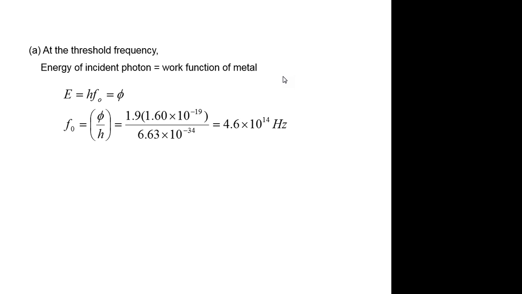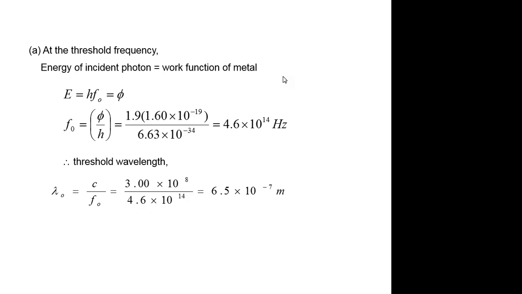But they want both the threshold frequency and the threshold wavelength. Wavelength is easy. Speed of light, v equals f lambda. Rearrange, you get this answer, 6.5 times 10 to the power minus 7. Next, they ask: what is the maximum speed at which electrons will be ejected if violet light of 405 nanometers is shone on the surface?